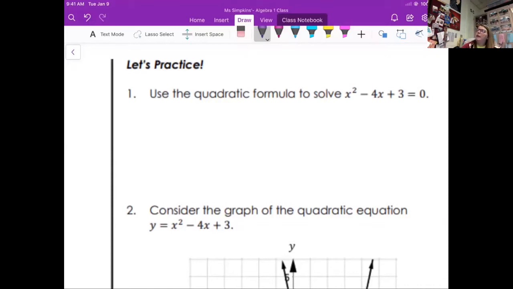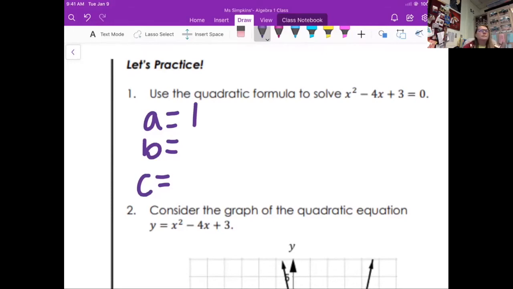So here's my quadratic: x squared minus 4x plus 3. The first thing we need to make sure is that it equals 0. Yes? Okay. So A equals, B equals, C equals. Look at that equation. What number is A? Where'd you get 1, Miss Simpkins? Well, what number is in front of x squared? It's imaginary, but it's 1.